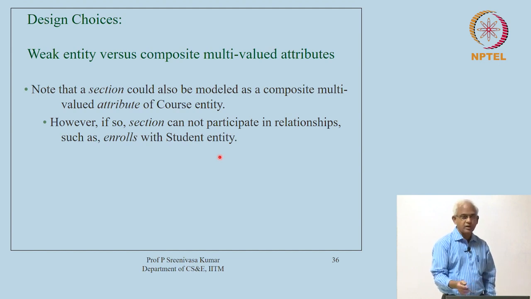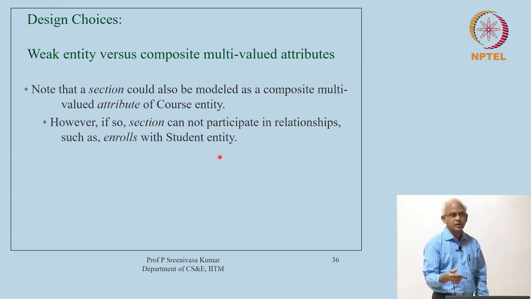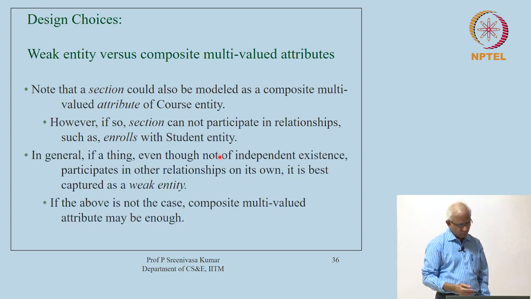For example, email address could be modeled as a composite multi-valued attribute: composite because it has user ID and domain name, and multi-valued because a person typically has multiple email IDs. Okay. You can also think about some other examples like that.